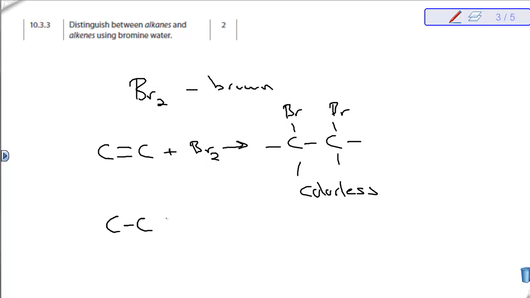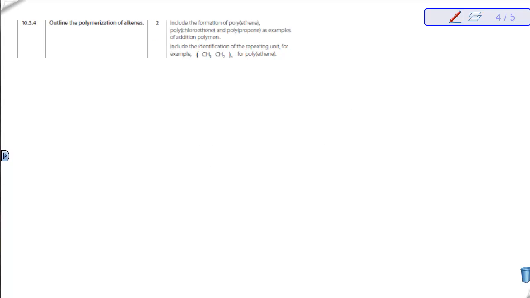If there was an alkane present, like ethane, and it was added to bromine water, which is brown, the brown color would remain because there is typically no reaction. So that's what this bullet point is talking about: that bromination is a method of detecting alkenes. And the next point, it's a little small here, so I'll read it.